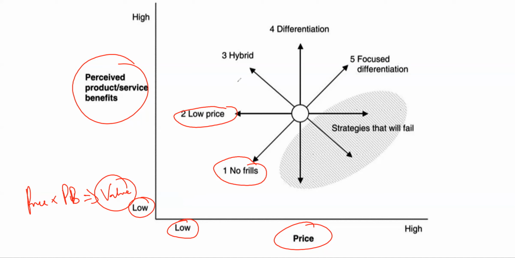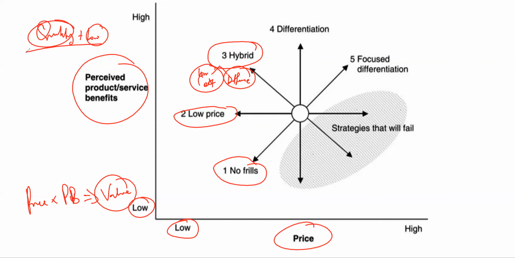And then we come to the 3rd one, which is position 3 on the clock, which is a hybrid strategy. So here, if you look at it very well, the perceived benefit is somewhat medium to high, while the price is low. Do you get it? So this one is like a combination of low cost and differentiation. So this is a hybrid strategy. Do you understand? So you can see some goods which meet your quality requirement and the price is also low, and then you buy.